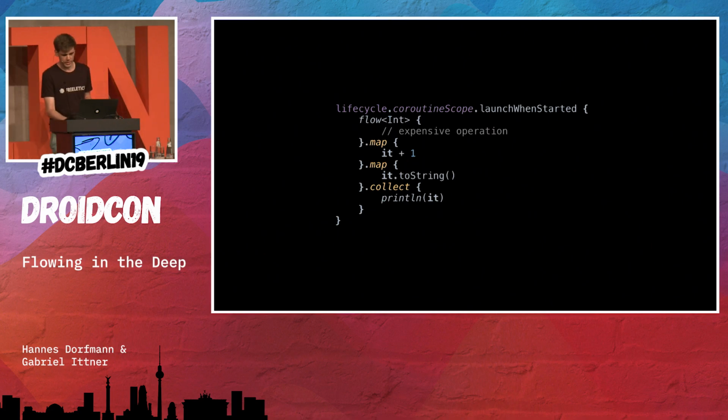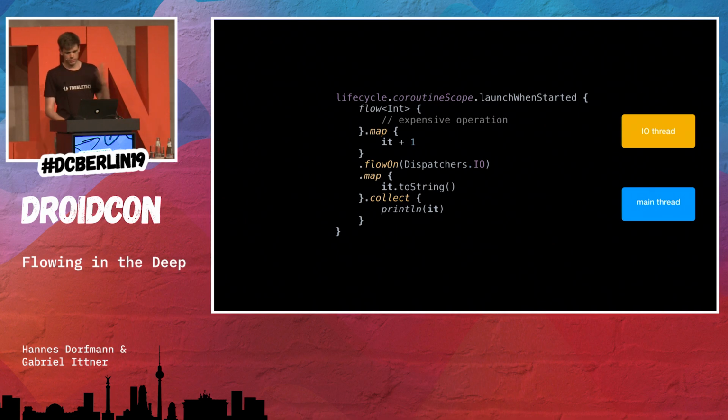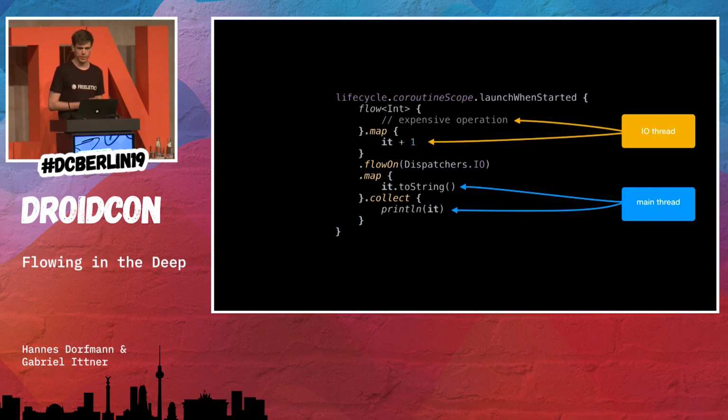Still the same example. There's an operator called flow on, and we'll call it with the I/O dispatcher. So what will this look like? We have I/O thread now and the main thread still. Println and the lower map will still be on the main thread because flow on is above it. And like I said before, you can't actually change where downstream emissions happen. So there's nothing like RxJava's observe on. And you couldn't even implement it if you would want to. And then the upper map and the expensive operation would be executed on the I/O thread.